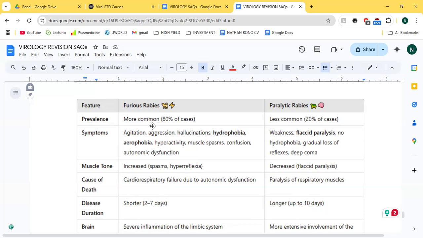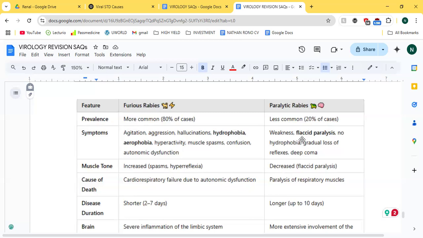Then the cause of death here is usually due to the autonomic dysfunction, so we usually get cardiac arrest. You can imagine your autonomic nervous system shuts down and loses its function. And then for paralytic, paralysis of the respiratory muscles.